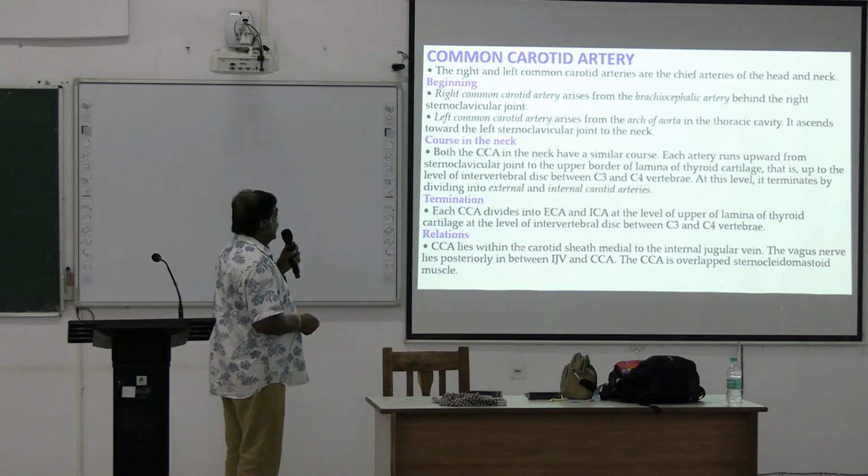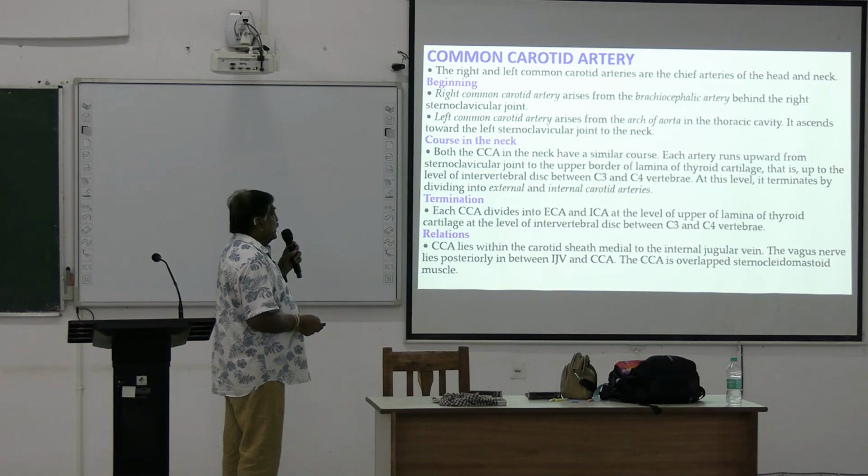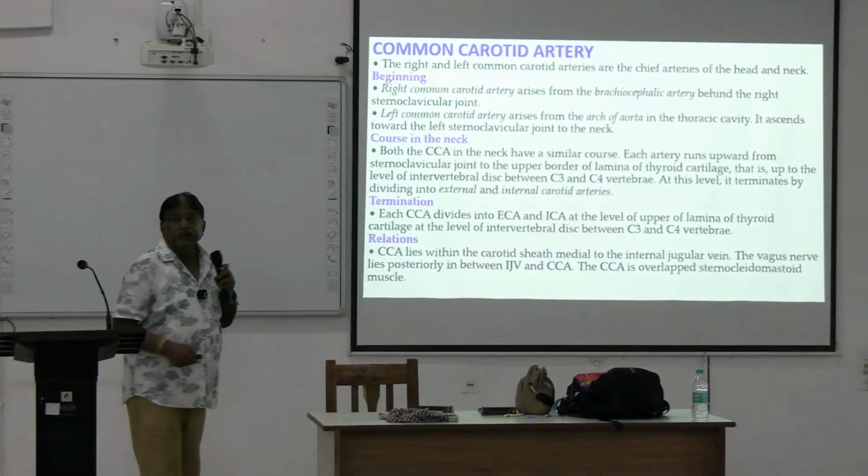Relation: the common carotid artery lies within the carotid sheath, medial to the internal jugular vein. The vagus nerve lies posteriorly, in between the internal jugular vein and the common carotid artery. The common carotid artery is overlapped by the sternocleidomastoid.